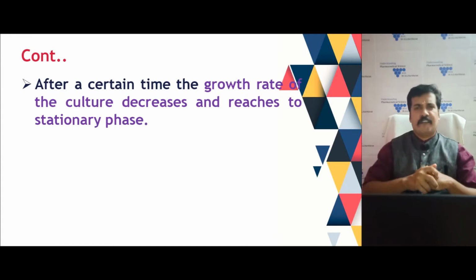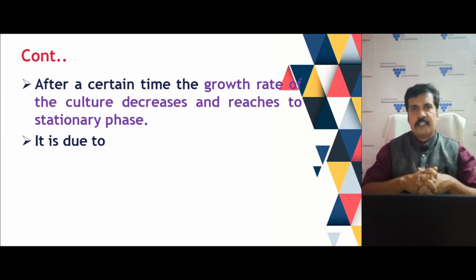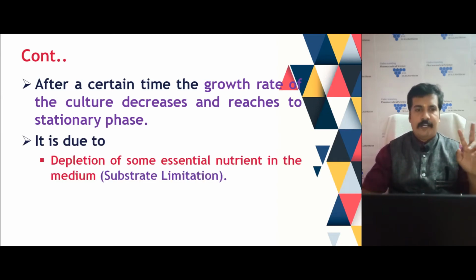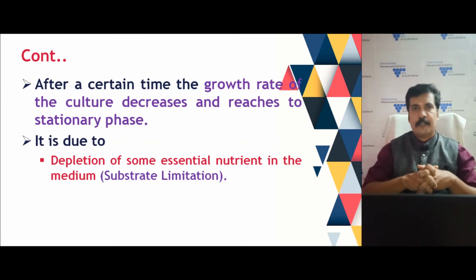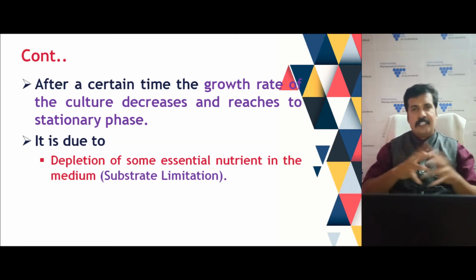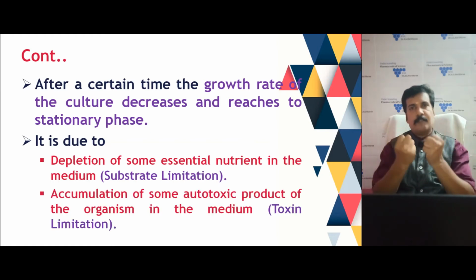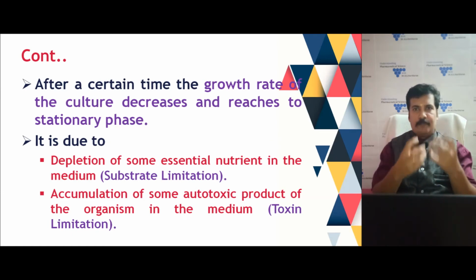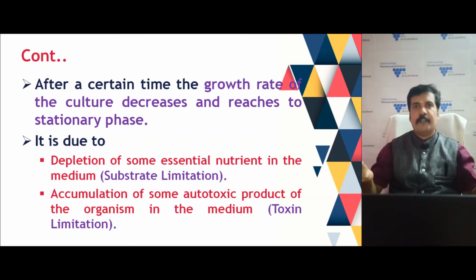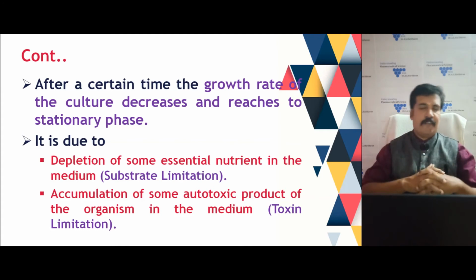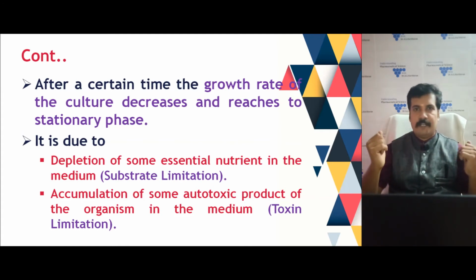We call it the stationary phase. Technically, the stationary phase can occur in two ways. One, it can be due to the depletion of the necessary nutrients. The nutrients needed for the growth have been depleted. This condition of stationary phase we call substrate limitation. The second way is that once it has consumed the nutrients during the exponential phase, that is the growth phase, it also metabolizes them and the metabolic waste comes outside into the media, which can be toxic in nature. This is called toxin limitation. In the stationary phase, whether it follows a substrate limitation or toxin limitation, we have to analyze it.